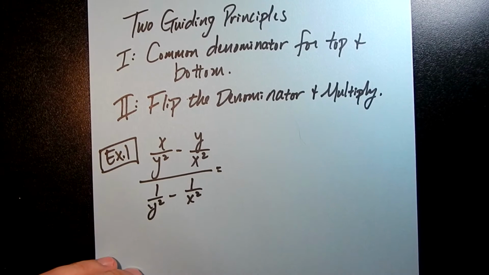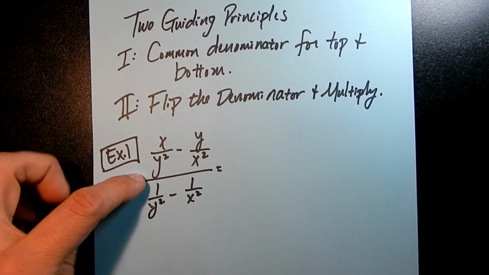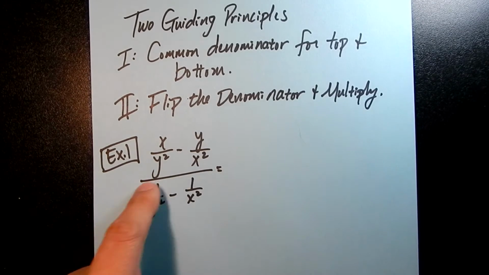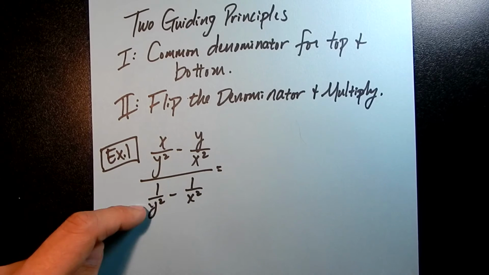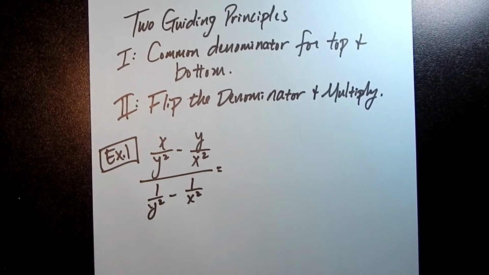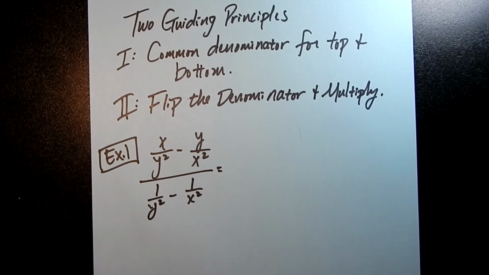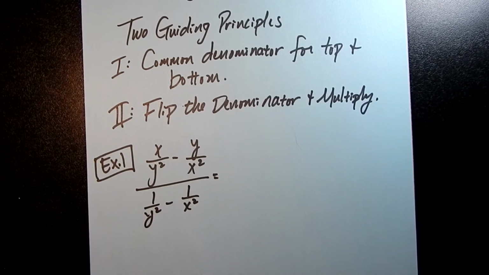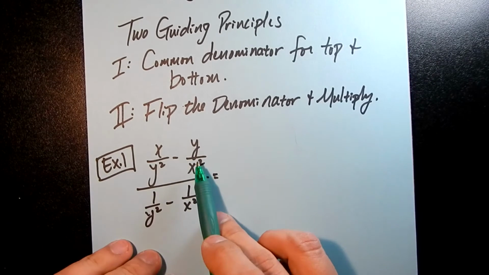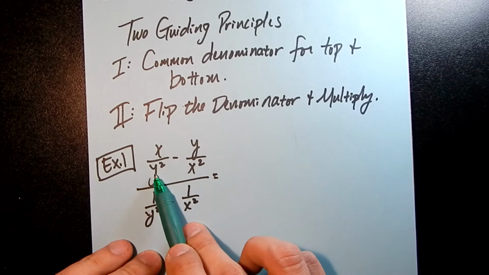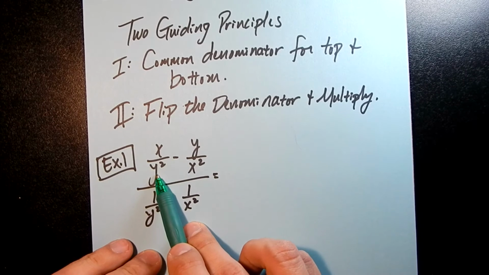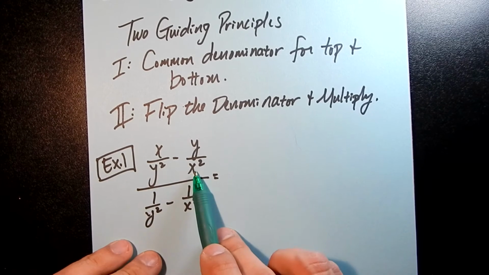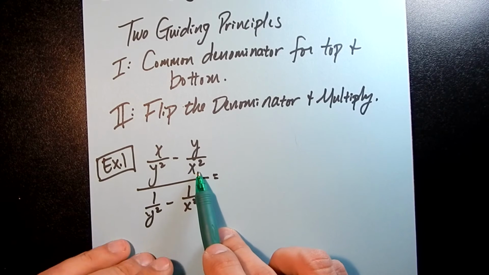Okay, so we've got x over y squared minus y over x squared, that quantity over 1 over y squared minus 1 over x squared. Now, the first step, our guiding principle, like I said, we want to find a common denominator for the top and bottom. So right now we have two denominators that are not common. This is a y squared, this is an x squared, so they're different.